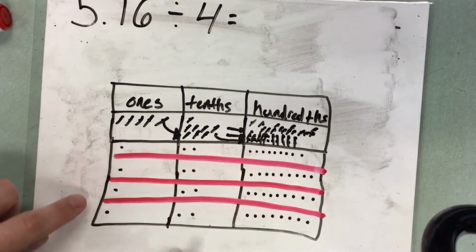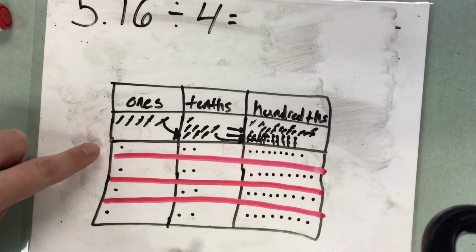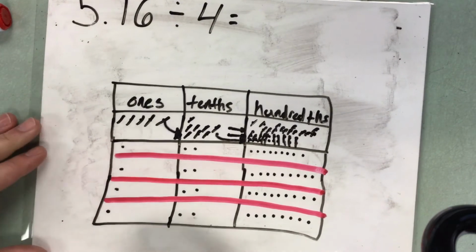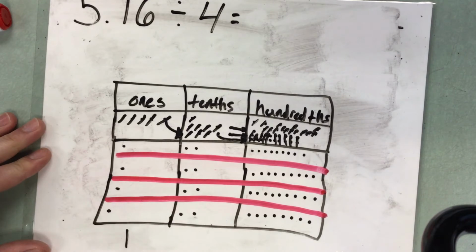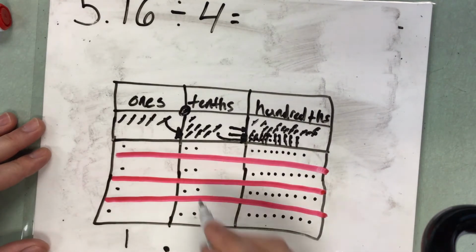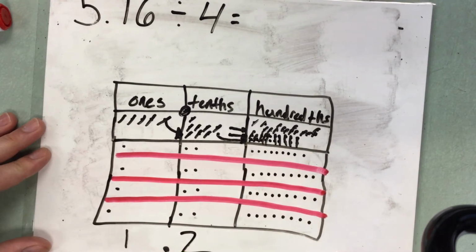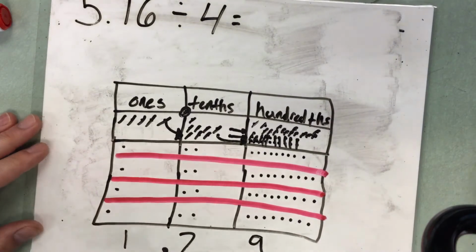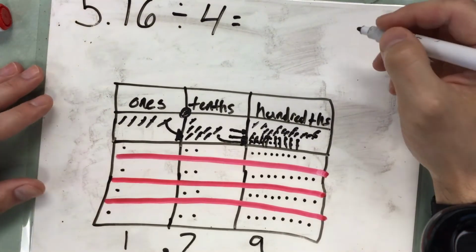So let's look at each group. In the ones column, each group has 1. So that'd be 1. I'm going to drop my decimal here because my decimal is in between the ones and tenths. How many tenths does each group have? That's 2. And how many hundredths? Each group has 9. So let's check this using the standard algorithm.